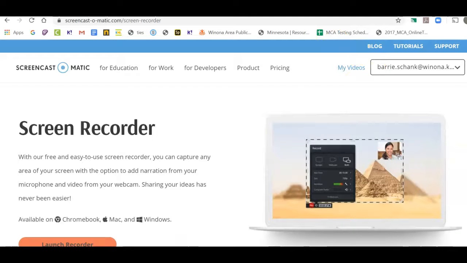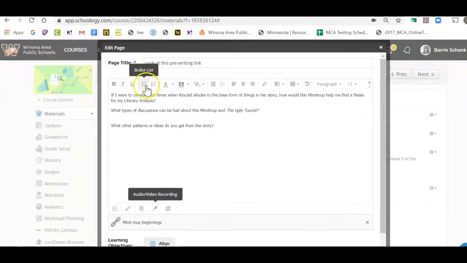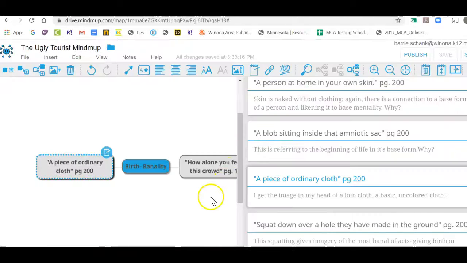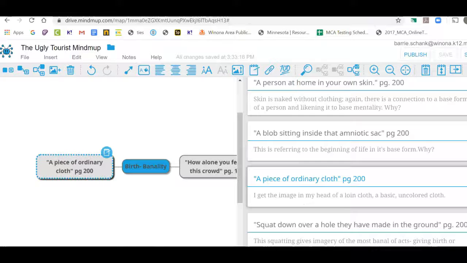So I want to say just a few things about The Ugly Tourist. In this page, as you do some pre-writing work, I want you to consider some things like this. This is called MindMup and it's free. But if you want to just put some ideas down after reading this story, MindMup is one of the ways that you can do this.